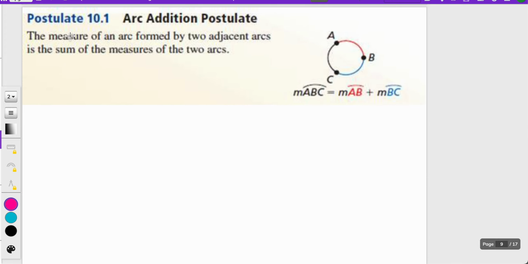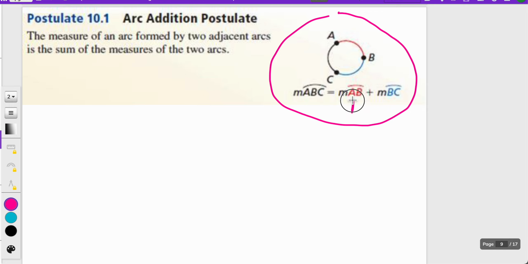Next up, we're going to add a postulate in here. This is on your theorem sheets. You can draw this picture if you'd like to. The measure of an arc formed by 2 adjacent arcs is the sum of the measures of the 2 arcs. So for example, the measure of arc ABC can be found by taking the measurement of AB plus the measurement of arc BC. So that's pretty simple. I would recommend drawing this picture just because it gives you a visual. If you even want to color code arc AB and arc BC, you can do that as well.